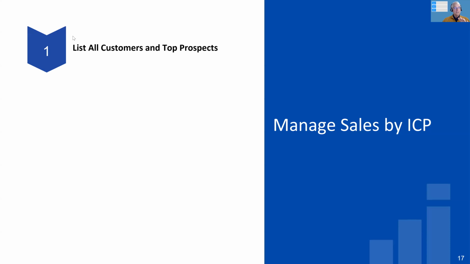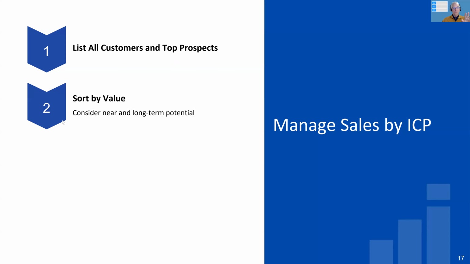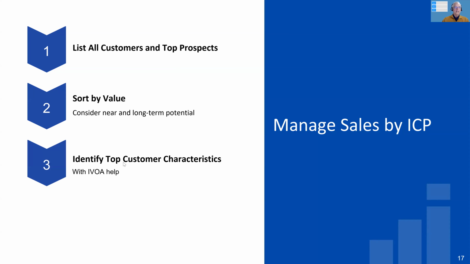So to manage your sales, here's the algorithm that he uses and that we use. List all your customers and top prospects. Sort them by how valuable they are, considering not just the immediate term, but the long-term potential. And then identify the top customer characteristics. Those that you sorted at the top in step 2, what are the characteristics across those that we want to target to look for? And the IVOA can help you with that.